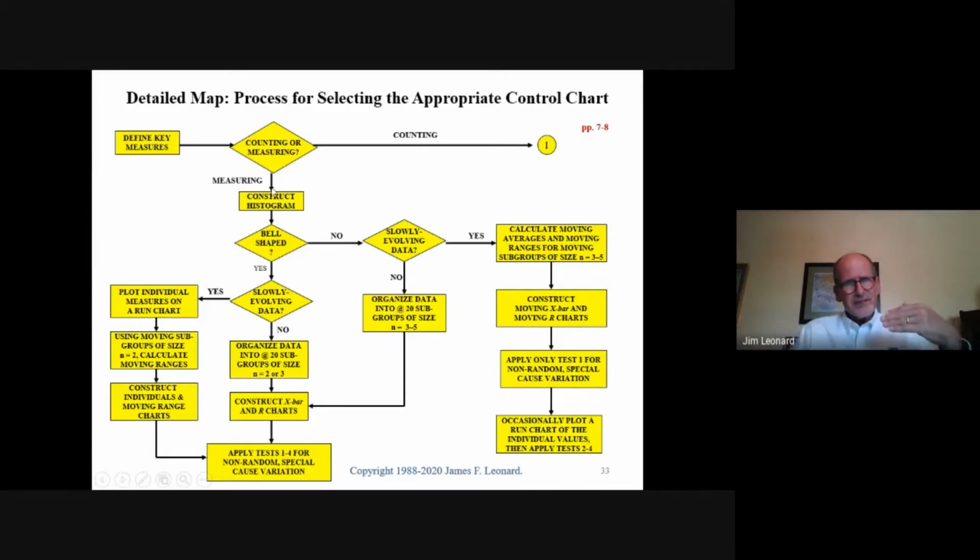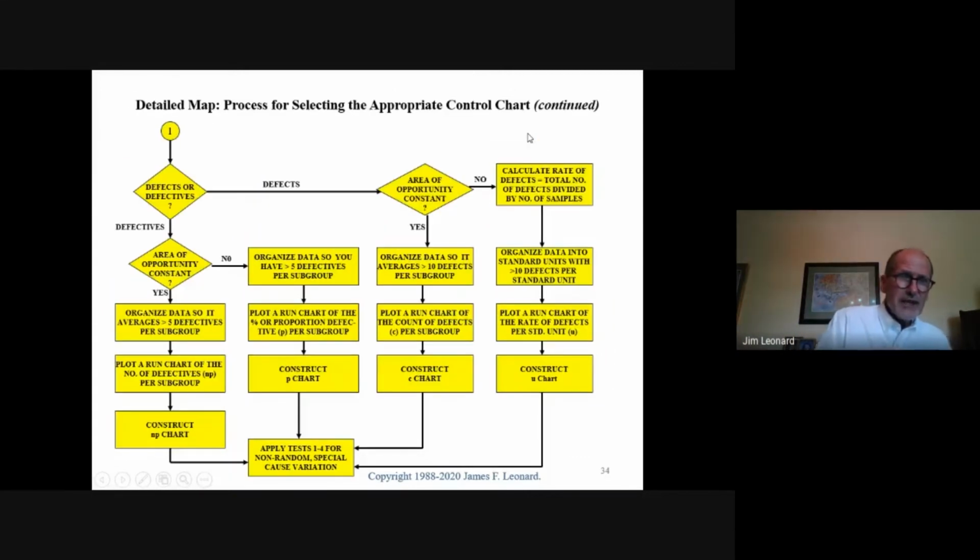So this kind of goes through, okay, first, what are my key measures? Am I measuring or am I counting? If I'm measuring, variables type data, construct the histogram. Is it bell-shaped? Does it appear to be normally distributed? If yes, am I dealing with slowly evolving data? If yes, I go toward the individuals chart. If no, I go toward the X bar and R chart with small subgroups. If no, it's not bell-shaped, am I dealing with slowly evolving data? If no, I'm going with the X bar chart with the larger subgroup sizes. If yes, moving average, moving range chart, all flowing down into the tests we perform. If I'm counting, notice again the connector onto page 8 of your document. Am I counting defects or am I counting defectives? Good, bad, pass, fail.